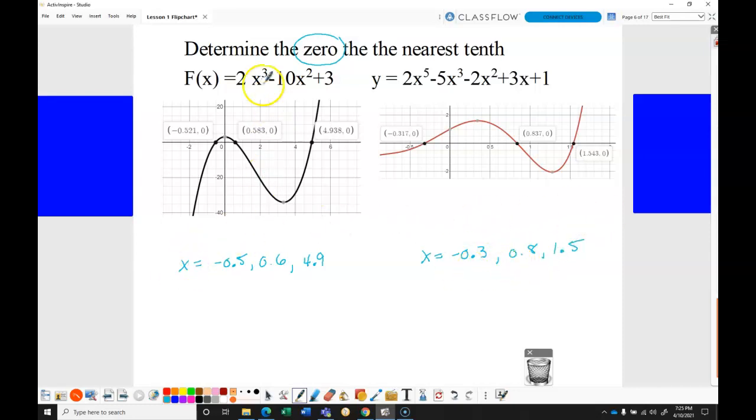Now, we were expecting 3 zeros on this one because the degree was 3, and we got 3. But we were expecting 5 zeros on this one, and we only got 3. So that indicates that we have some solutions that may not be real numbers. Okay, they may be imaginary numbers in this polynomial.